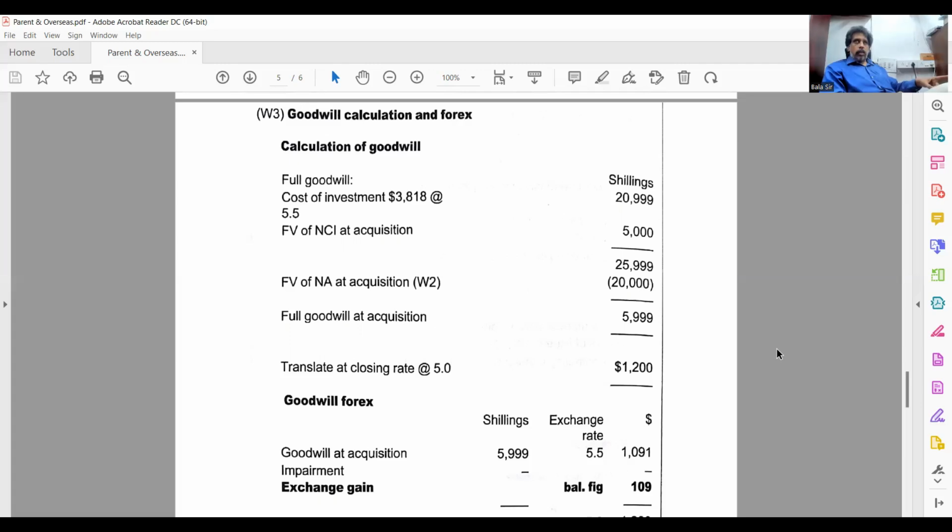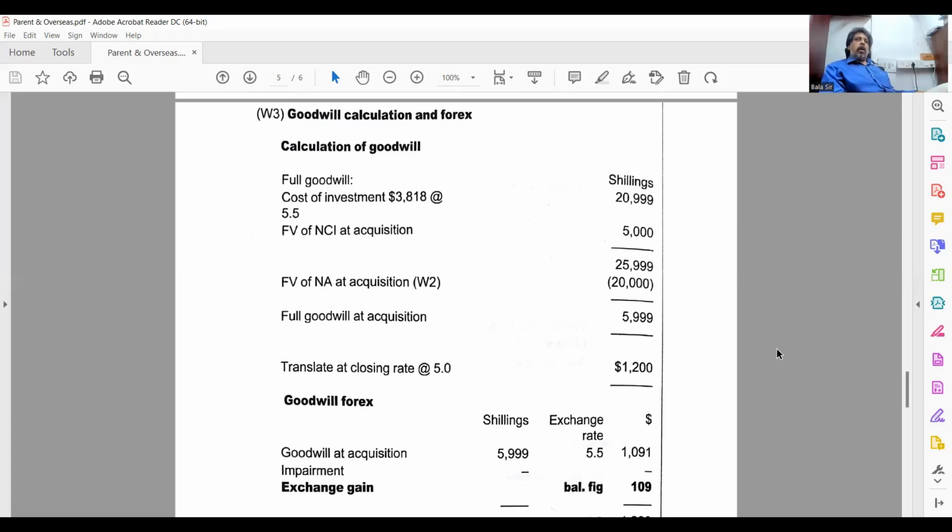But point to note. What would have been the goodwill in dollar terms on acquisition date? That should be compared with this $1,200 to find the translation reserve or gain, right? Or retranslation of goodwill. Remember this 5,999 shilling goodwill arose on 1st January 20x7, right? Even though it is reported at the year end also in your balance sheet, I translate at 5 shillings equals $1.